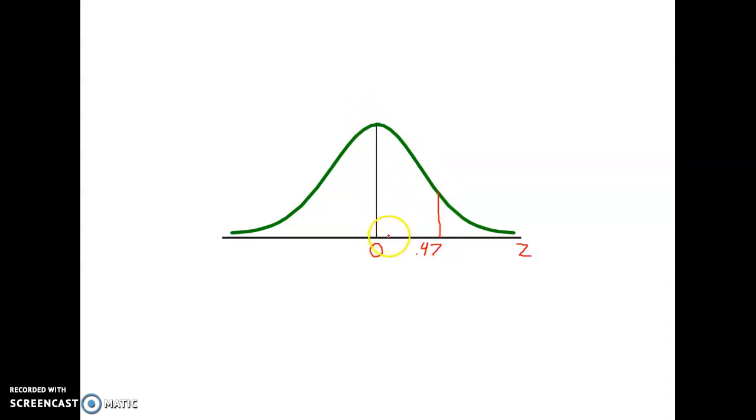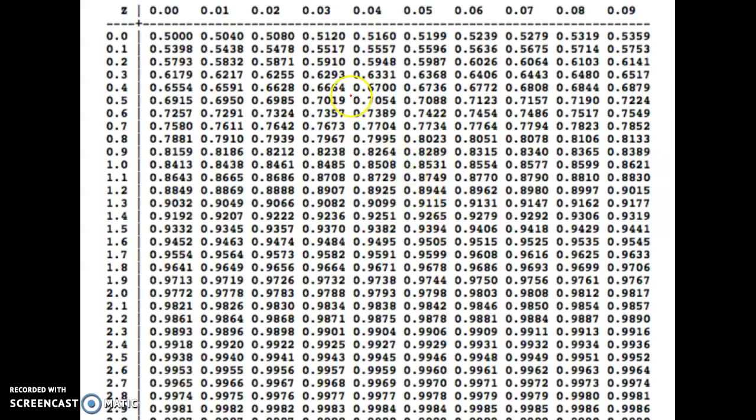Okay. So to do that, we're going to go to our z-table. We're going to scroll down to 0.4, right? And we're going to scroll across to the 100th place, which is 0.47, right? 0.07 here. So we get 0.6808.